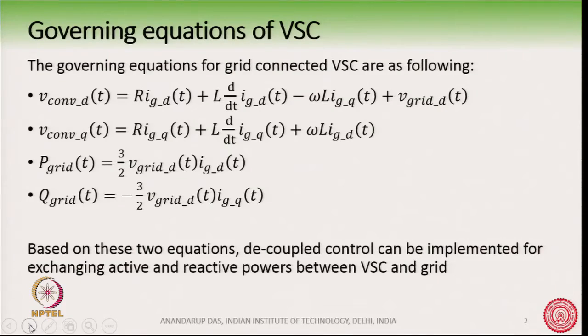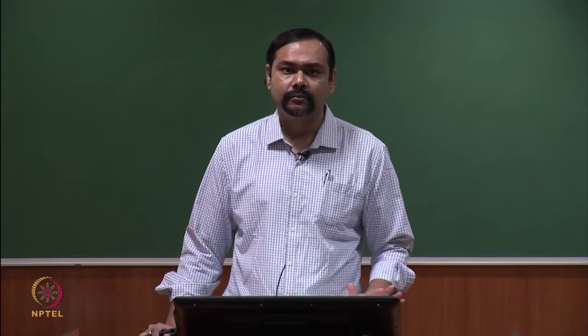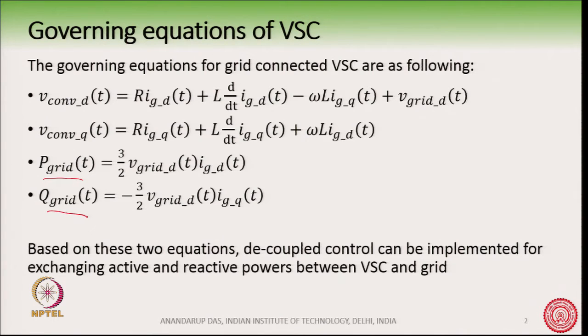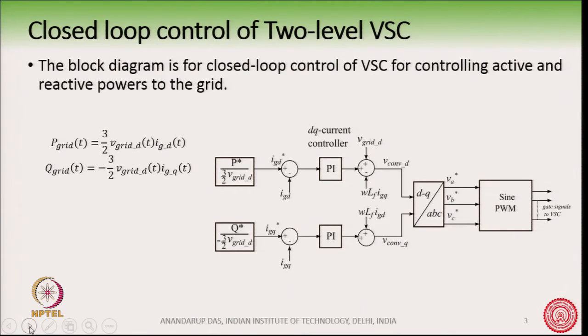Okay. So, all this modeling once we have done, these are the main equations. Okay, this P grid and Q grid, we have seen that in one of the previous lectures, and decoupled control can be implemented in the controller. So, once we have done, this is the overall control diagram, or the block diagram of the closed loop control of the VSC.